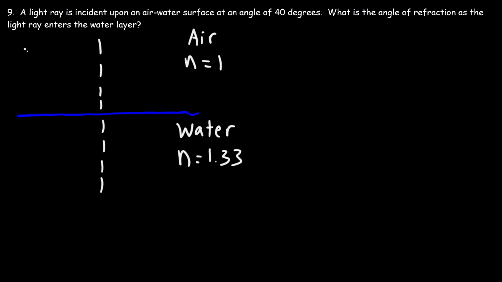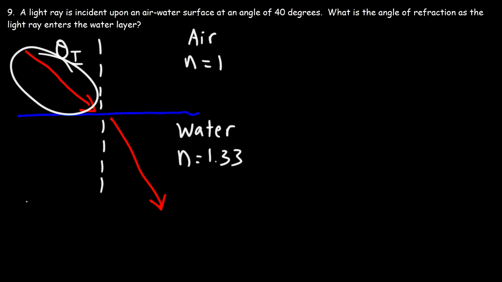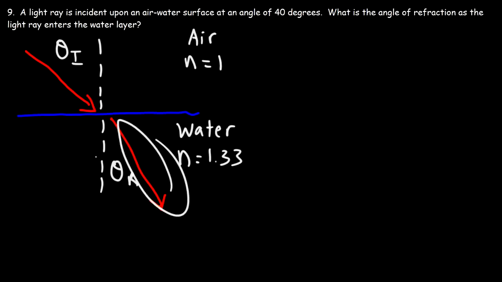Now a light ray, I'm going to draw in red, is going to basically strike the boundary between air and water, and then it's going to refract. Basically, refraction is the way light bends as it moves from one material to another. So this is the first angle, the angle of incidence. It's between the incident ray, which is this, and the normal line. The angle of refraction is between the refracted ray and the normal line.